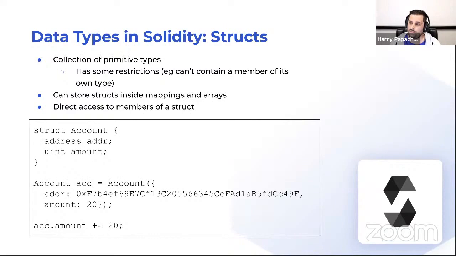And finally, we've got what are called structs. A struct is actually a collective of primitive types in Solidity, where you can take some of these other data types and put them together into one object. There are some restrictions that are listed there, but generally it's pretty basic. You can see an example there. We've created one called account. It's got an address and an unsigned integer in it. You can create it, and then you can set the values as you wish after.